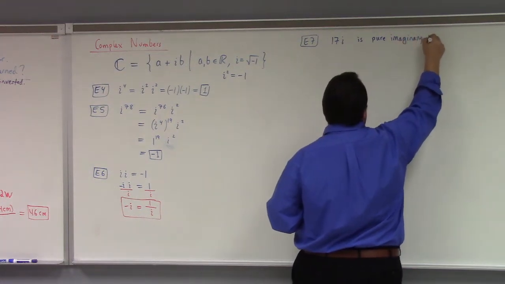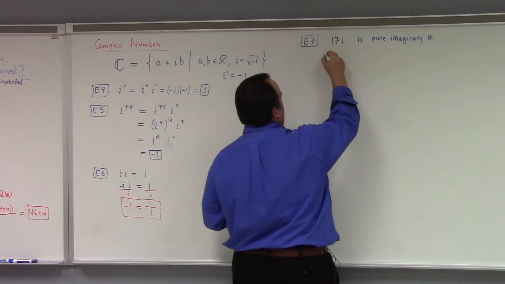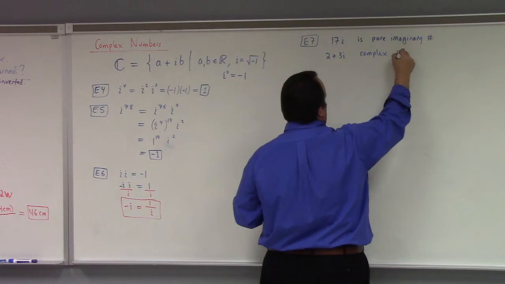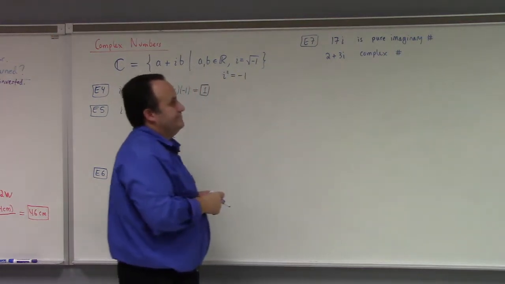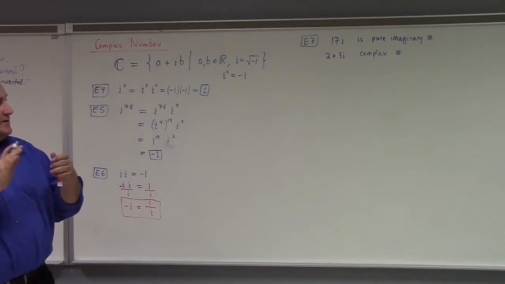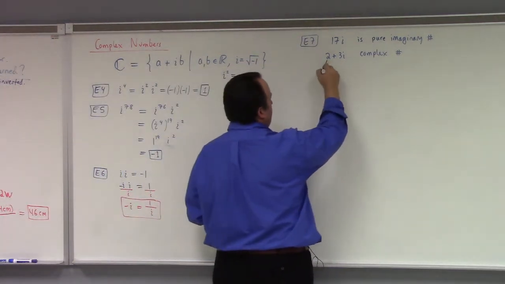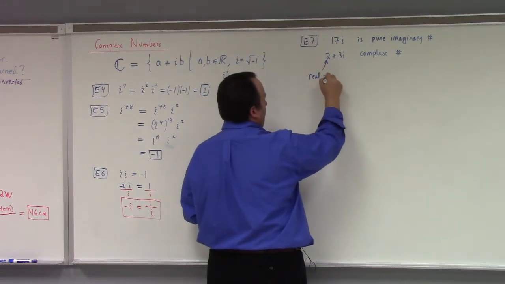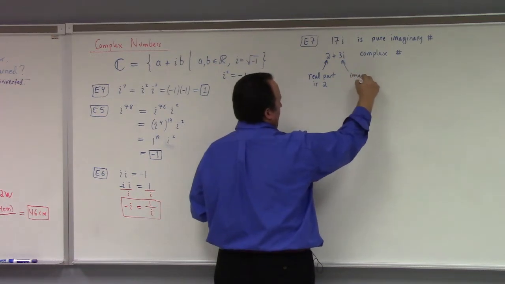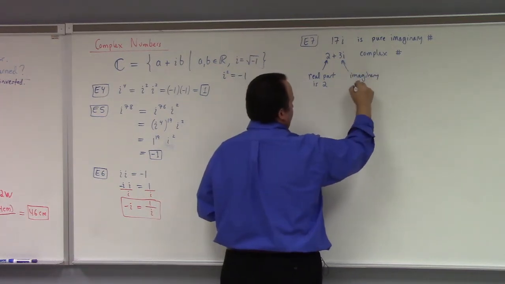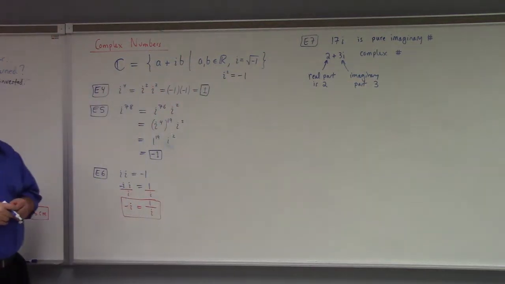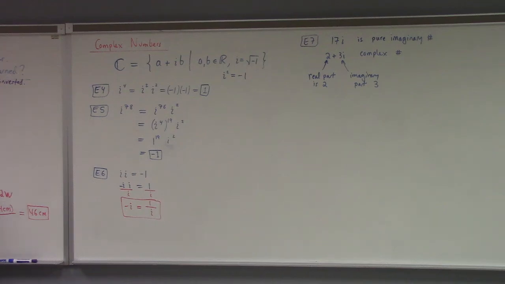This is a pure imaginary number. If you had 2 plus 3i, this would be a complex number, right? So pure imaginary means that it's just the part with i, there's no real part. So here, this 2 plus 3i, the real part is 2, the imaginary part is 3.